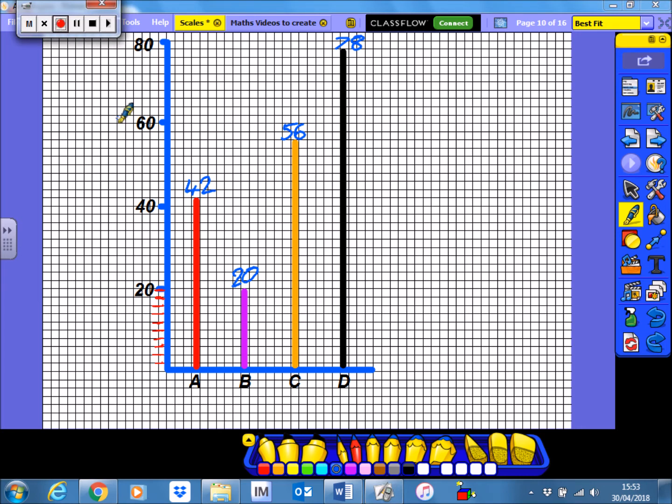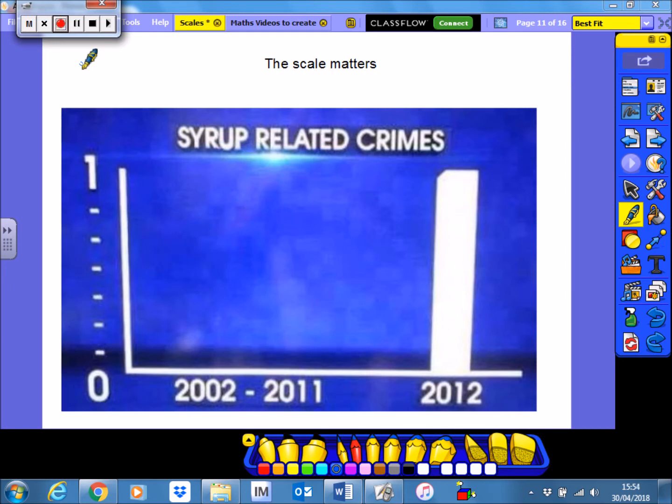So that's how we read a scale. We work out what the major jumps are and then divide it by the number of minor jumps. Before we finish, I just thought I'd throw in a bonus point about just why the scale matters. So the scale of a graph can be a really useful thing, or it can be a very tricky, very deceptive thing. So graphs can often be used to make things look more important than they are, or to make things look less important than they are.